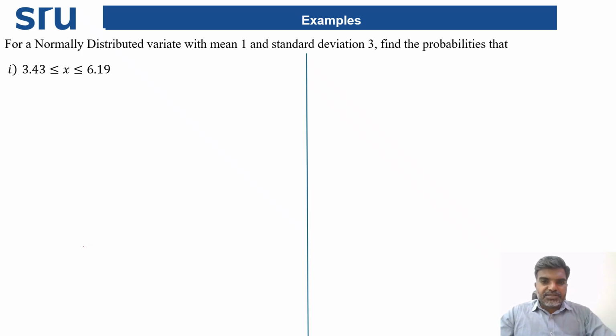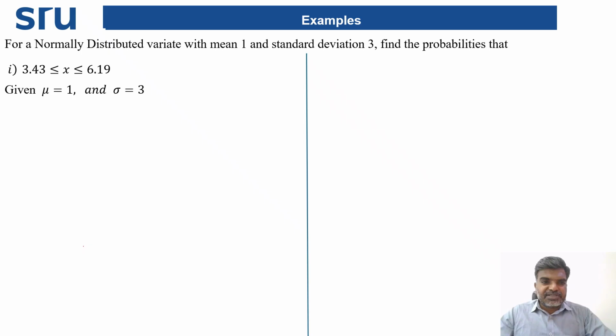To find the probability between these two numbers, first we convert these x values into standard z variable. See, what are the given values? Mean mu equal to 1 and standard deviation sigma equal to 3.